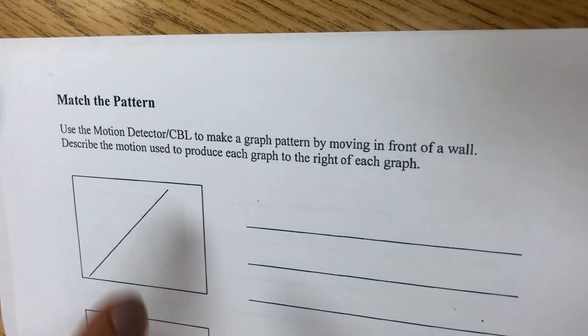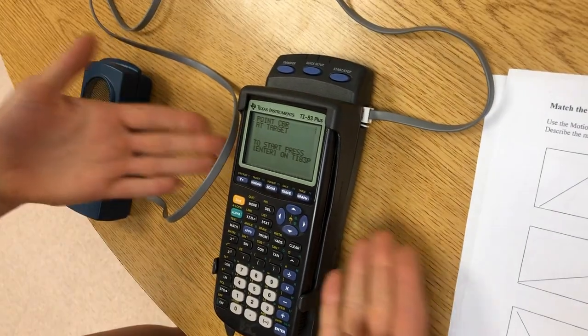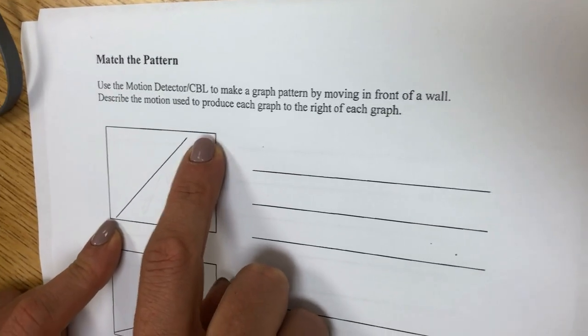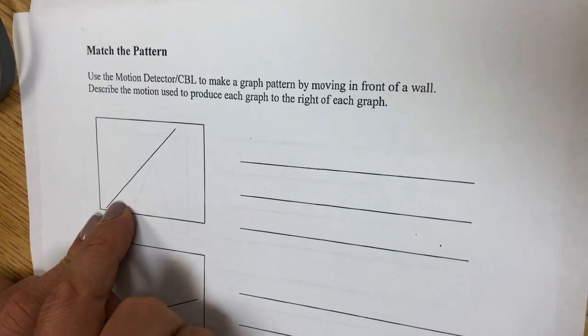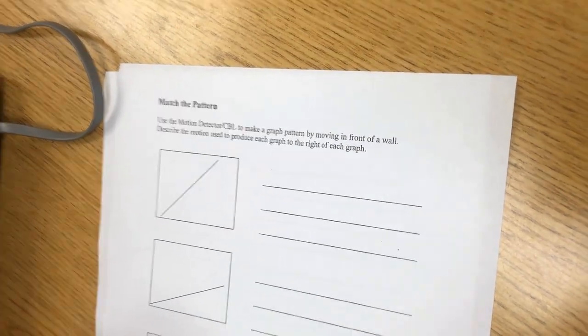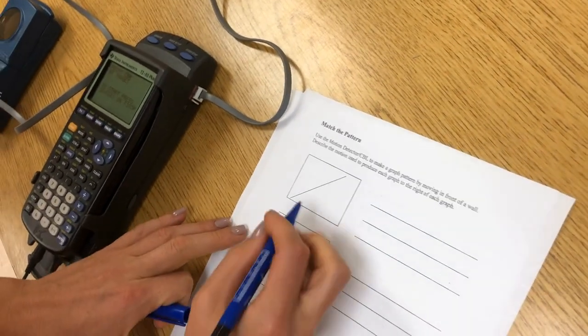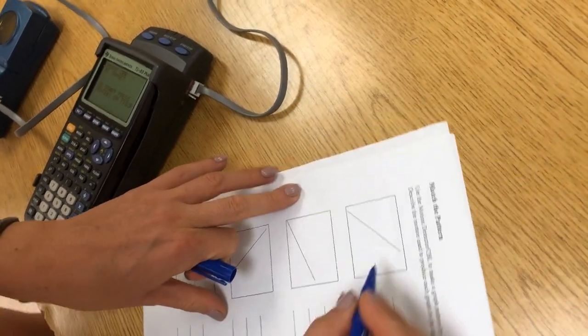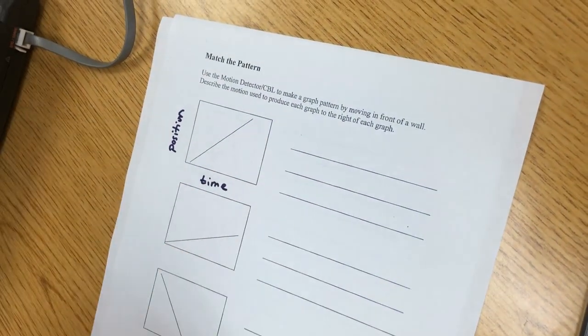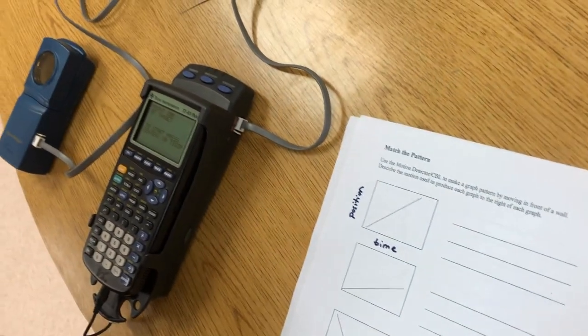We're going to be using this CBL motion detector, this beautiful thing right here, to make the graph that we see here. So I am going to move in such a way that creates this graph. So before we start, I want to talk about what this graph is. It's a position versus time graph. We're going to be changing position over a certain amount of time, and we have set it so that I will get 5 seconds. So I'll have to go pretty quickly with whatever I do.